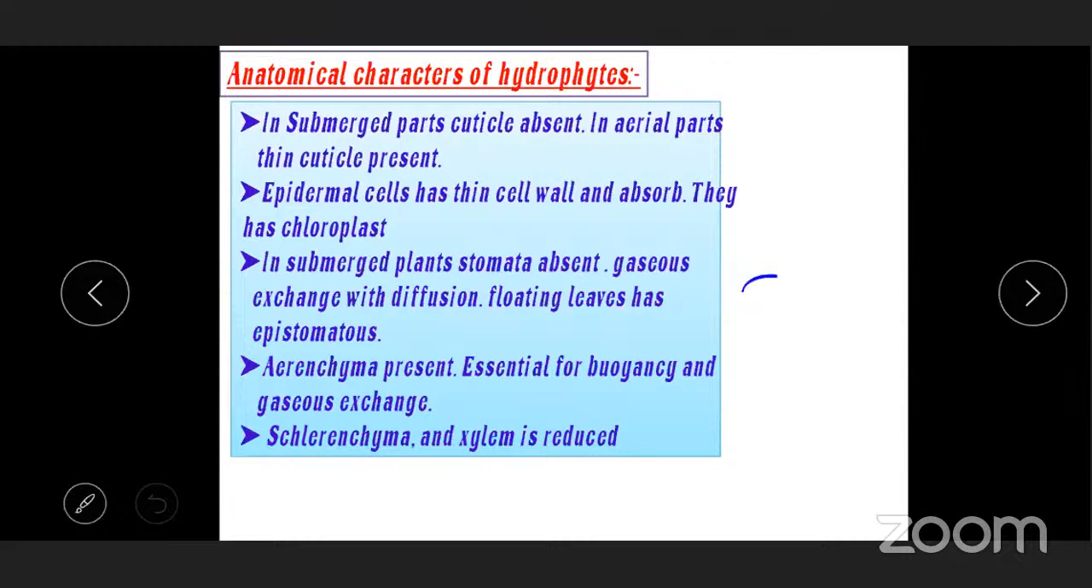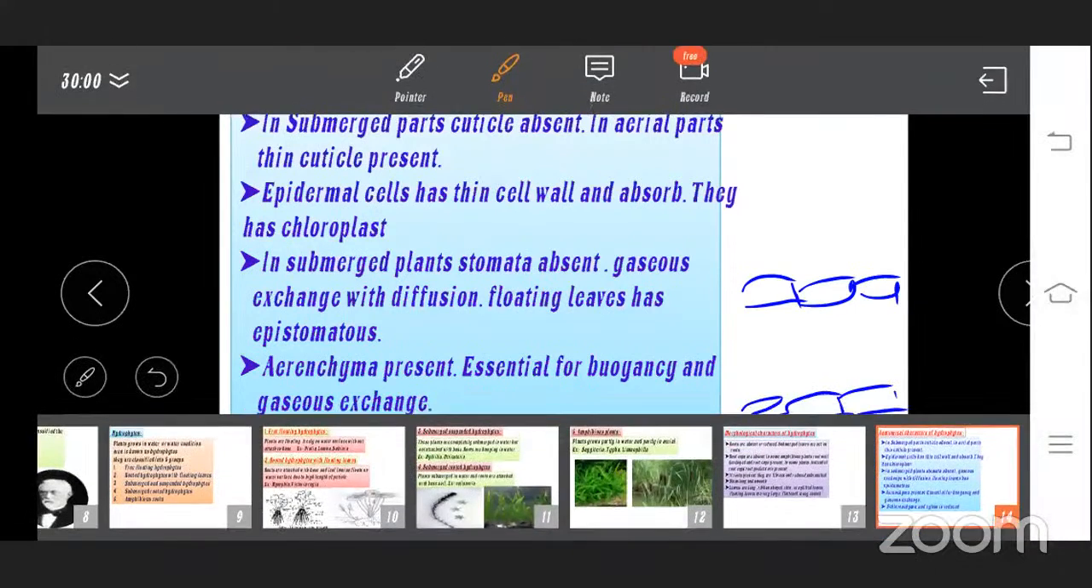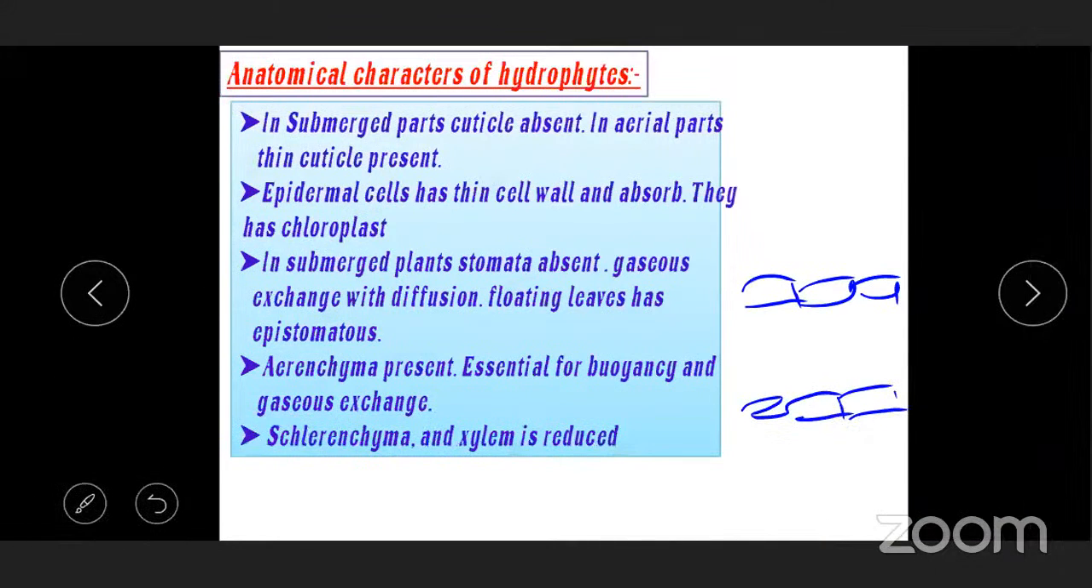Epidermal cells means the outer layer of the plant body. The outer layer of the plant is known as the epidermis. These epidermal cells have a thin cell wall. The cell wall is very thin, and they absorb water and food material. Inside the epidermal cell there is chloroplast. That is why they perform photosynthesis.